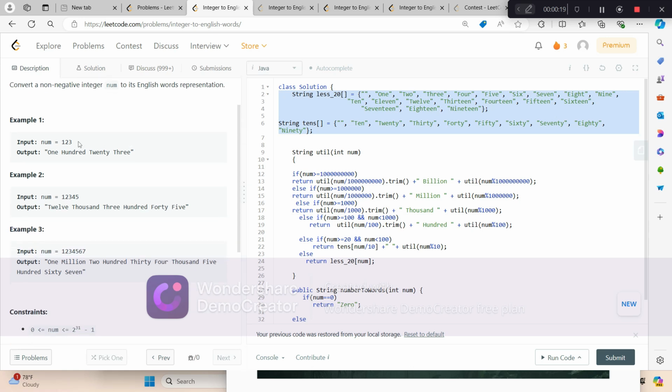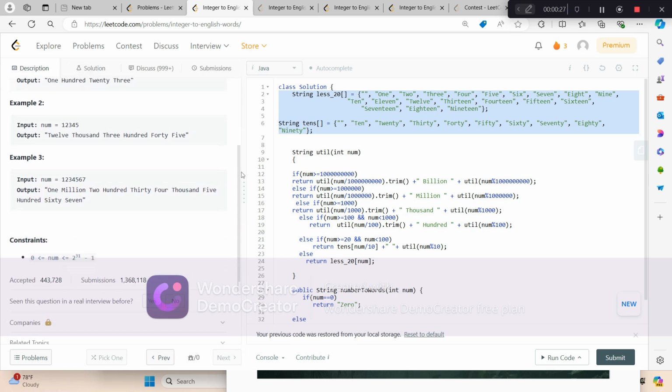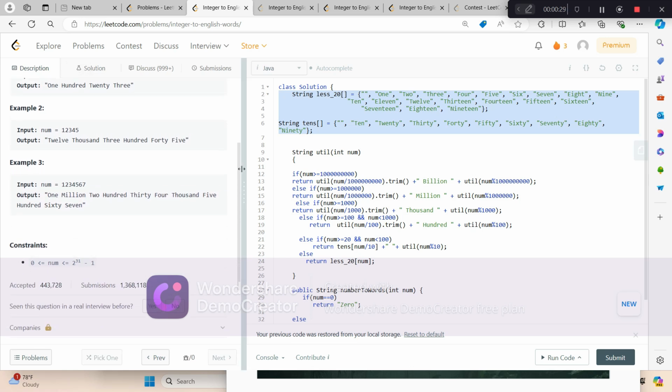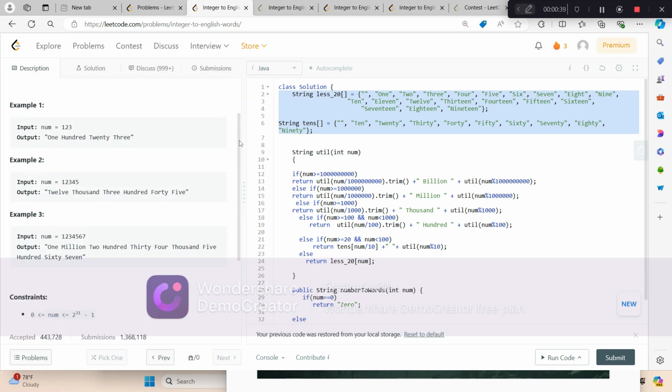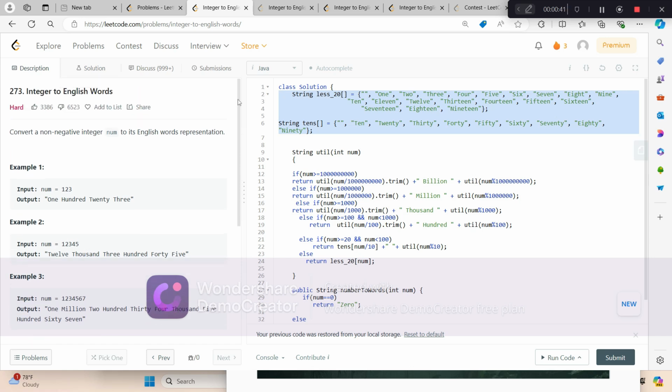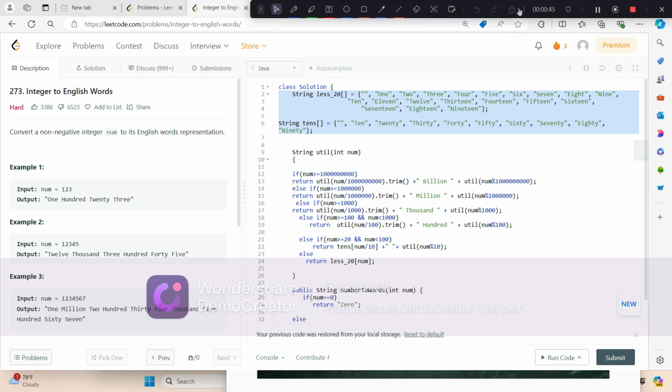For example, this is 123, right? So we have to convert it to "one hundred twenty three" like that. One thing is that we are dealing here starting from billions, millions, thousands, and hundreds, and 20, 30 like that. But we are not dealing with lakhs or crores. Okay, so we are writing the solution for this. Let me clear a few things first before getting into the solution.